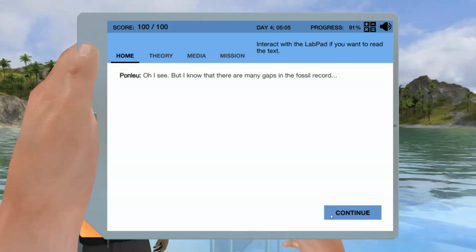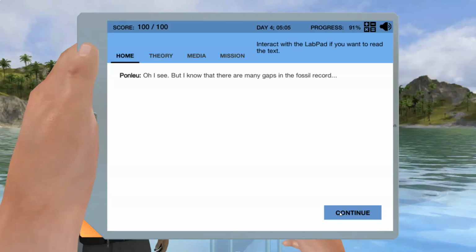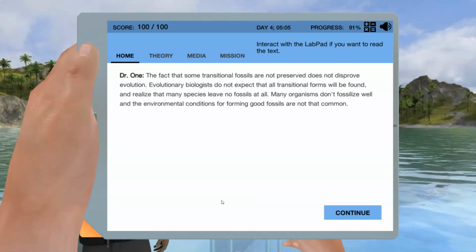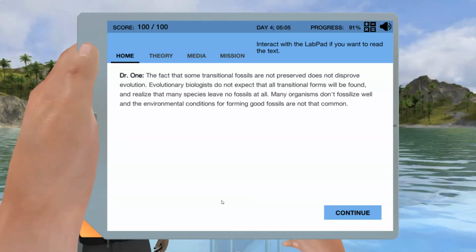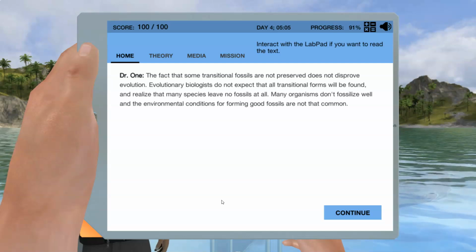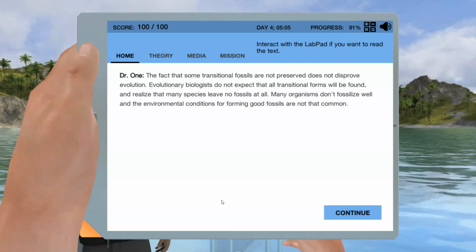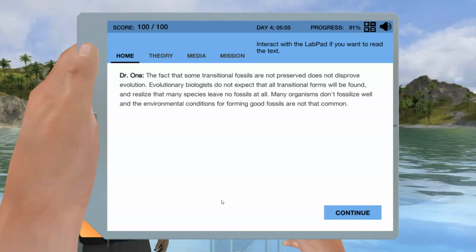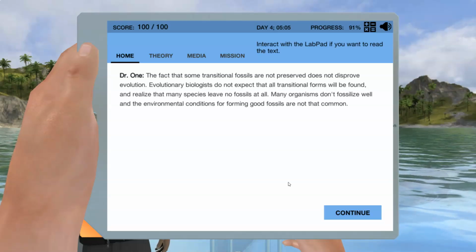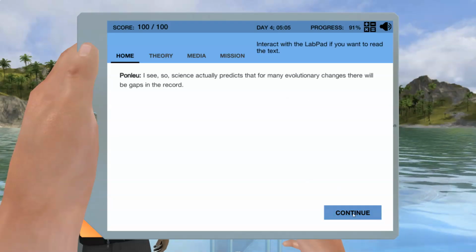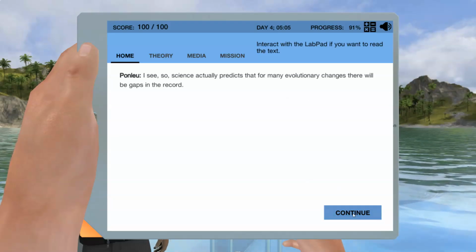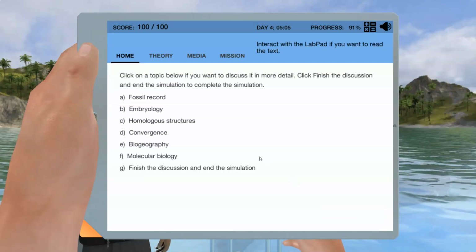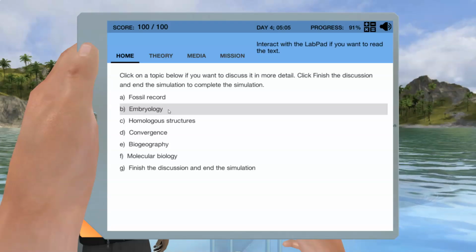Oh, I see. But I know that there are many gaps in the fossil record. The fact that some transitional fossils are not preserved does not disprove evolution. Evolutionary biologists do not expect that all transitional forms will be found, and realize that many species leave no fossils at all. Many organisms don't fossilize well, and the environmental conditions for forming good fossils are not that common. I see. So, science actually predicts that for many evolutionary changes there will be gaps in the record. Click on a topic below if you want to discuss it in more detail.